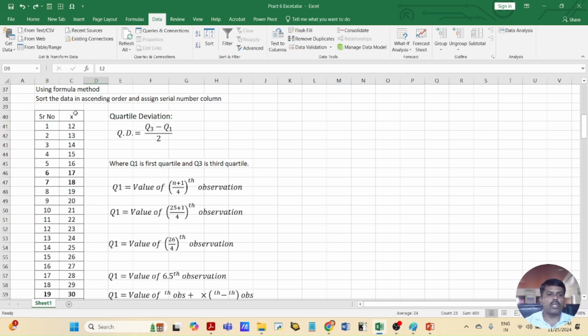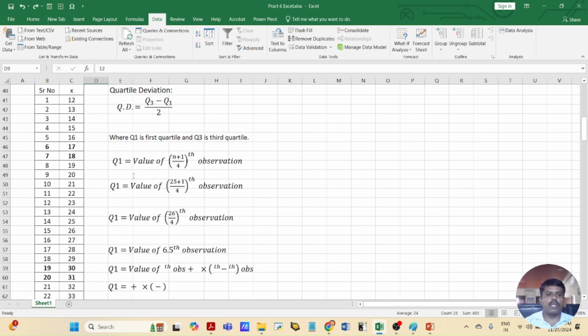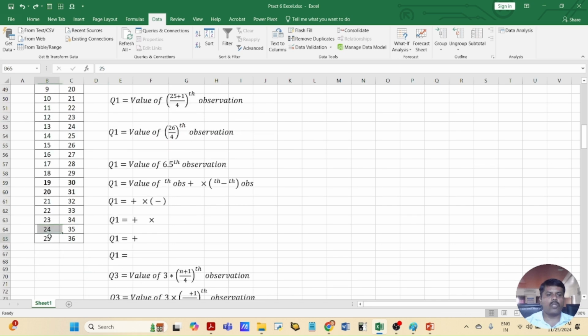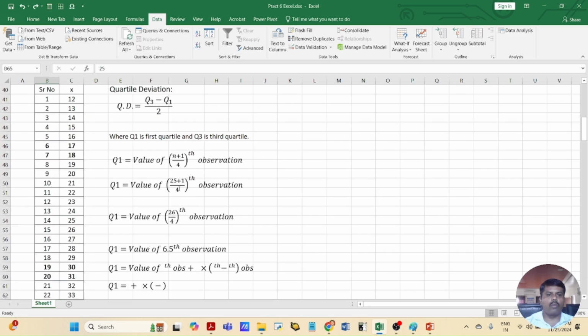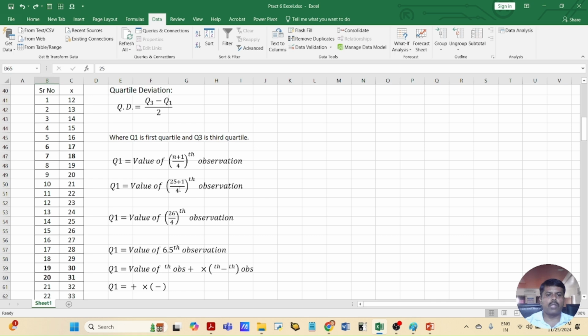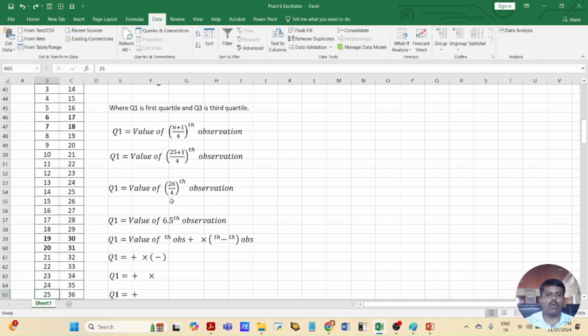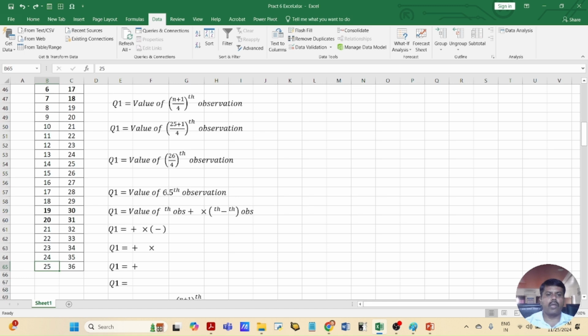Now, after sorting values, we have to give serial numbers so that we can find that number of observation in the table. So first, here value of n is last value of serial number, that is 25. So we put the value of n, that is 25 plus 1 divided by 4, which gives 26 by 4, and that is after calculating we get answer 6.5th observation.